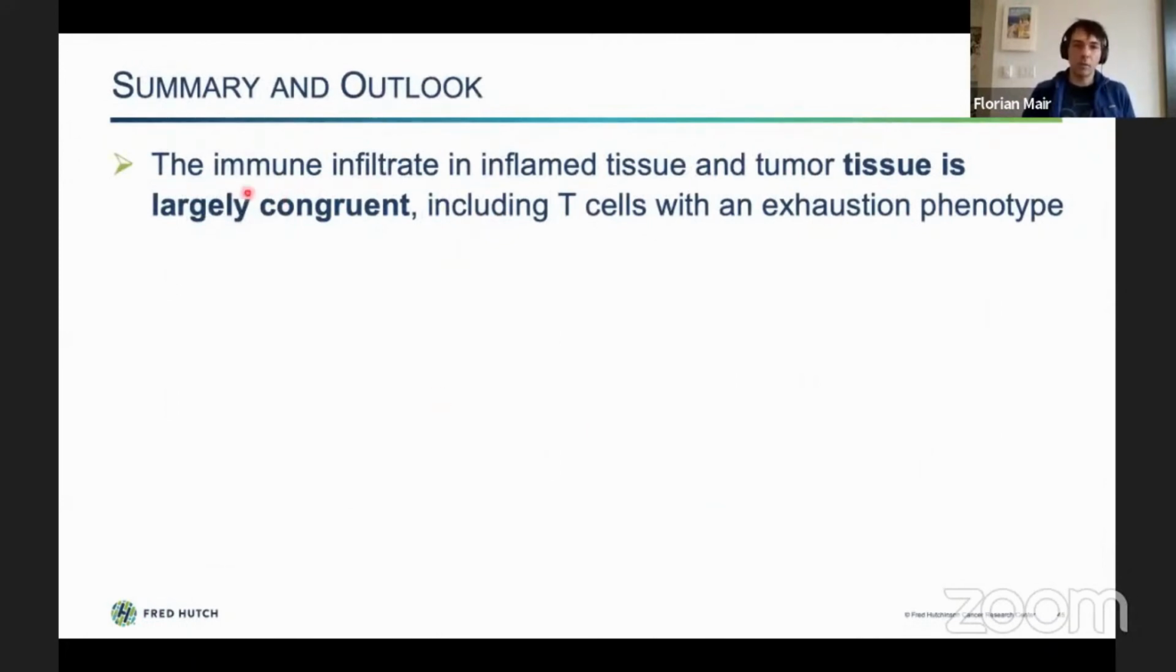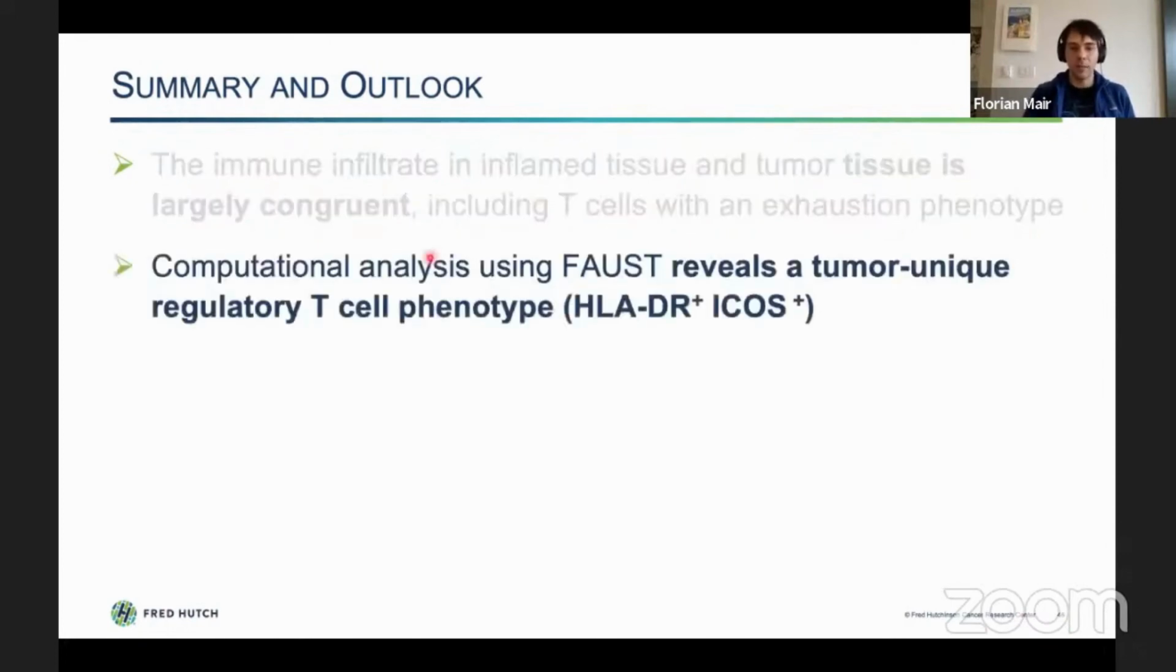So what I hopefully could show you today is that the immune infiltrate in inflamed non-malignant human tissues and human tumor tissues is largely congruent, including T cells with an exhaustion phenotype. Yet we can use computational analysis approaches. In our case, we utilized FAUST to reveal a tumor-unique regulatory T cell phenotype, which co-expresses HLA-DR and ICOS.